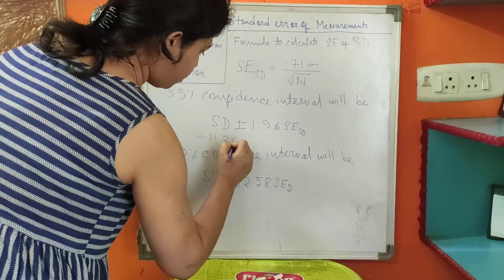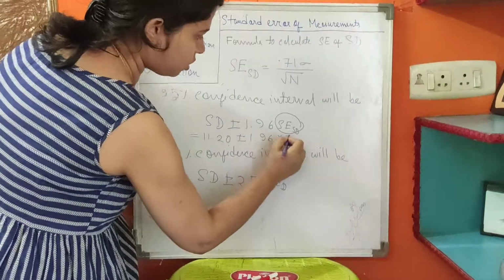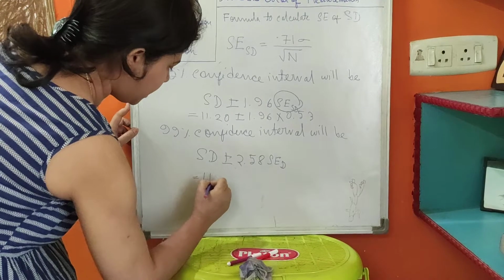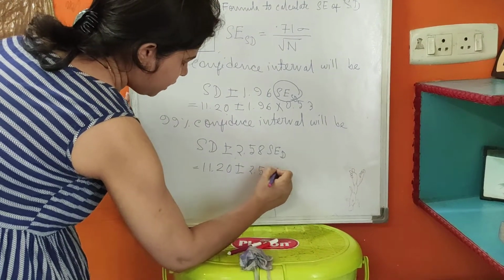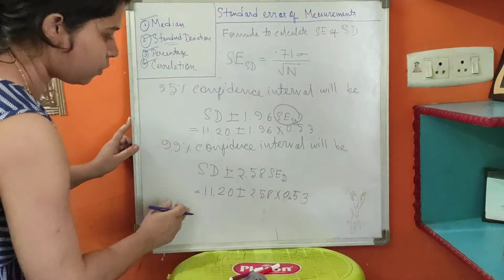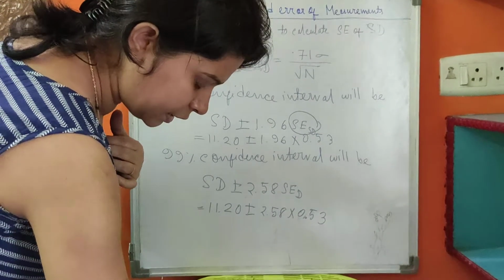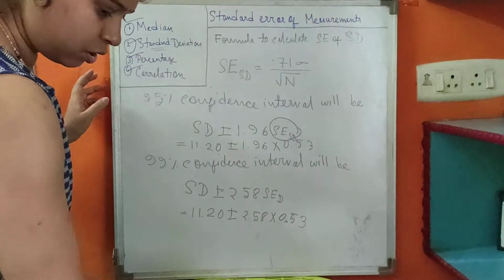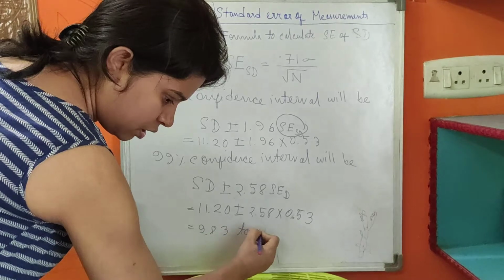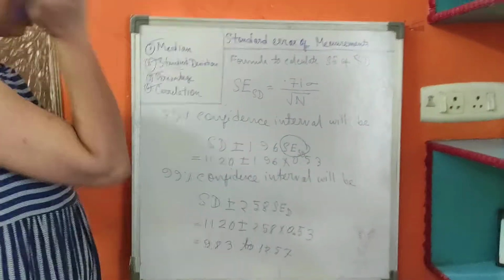So here the SD value is 11.20 plus minus 1.96 into the standard error of deviation value, which we found just now, 0.53. You have to do one time plus and one time minus, so you will get the range. Here again 11.20 plus minus 2.58 into 0.53. So the range for the 99% confidence interval will be 9.83 to 12.57.